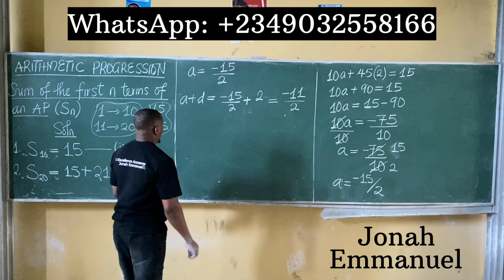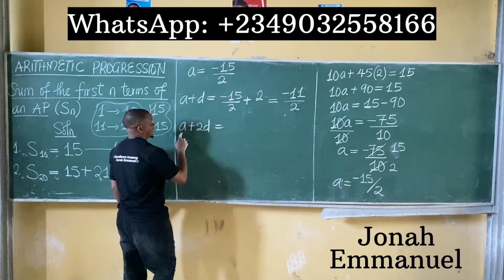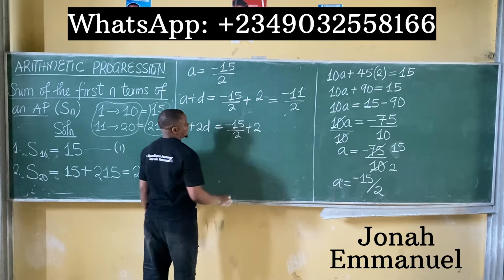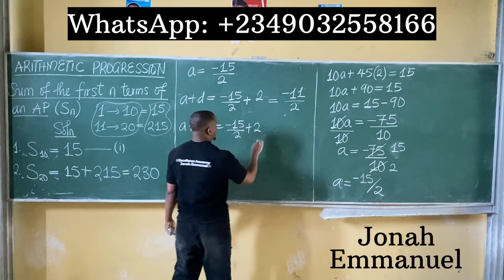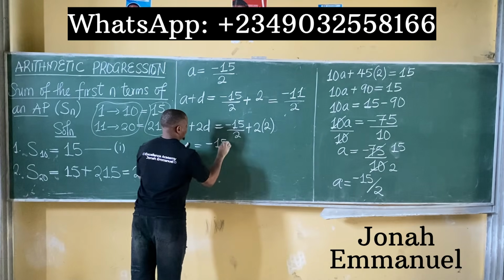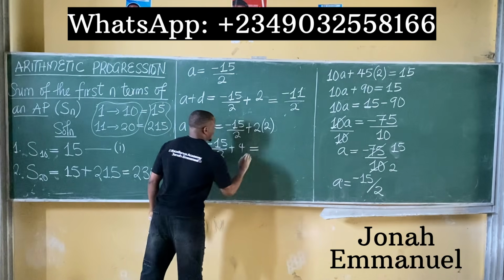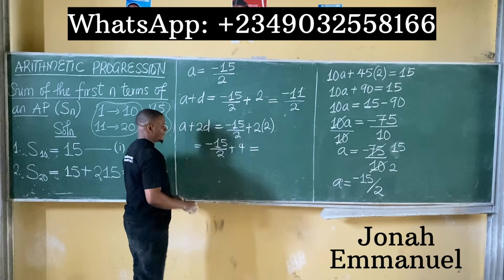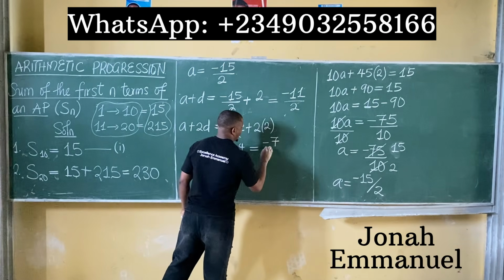The third term will give you a plus 2d. a is minus 15 over 2 plus 2 times d. What is d? d is 2, right? So this will be equal to minus 15 over 2 plus 4. Just go through solving this, take your LCM and solve this. This will give you minus 7 over 2 as your answer.